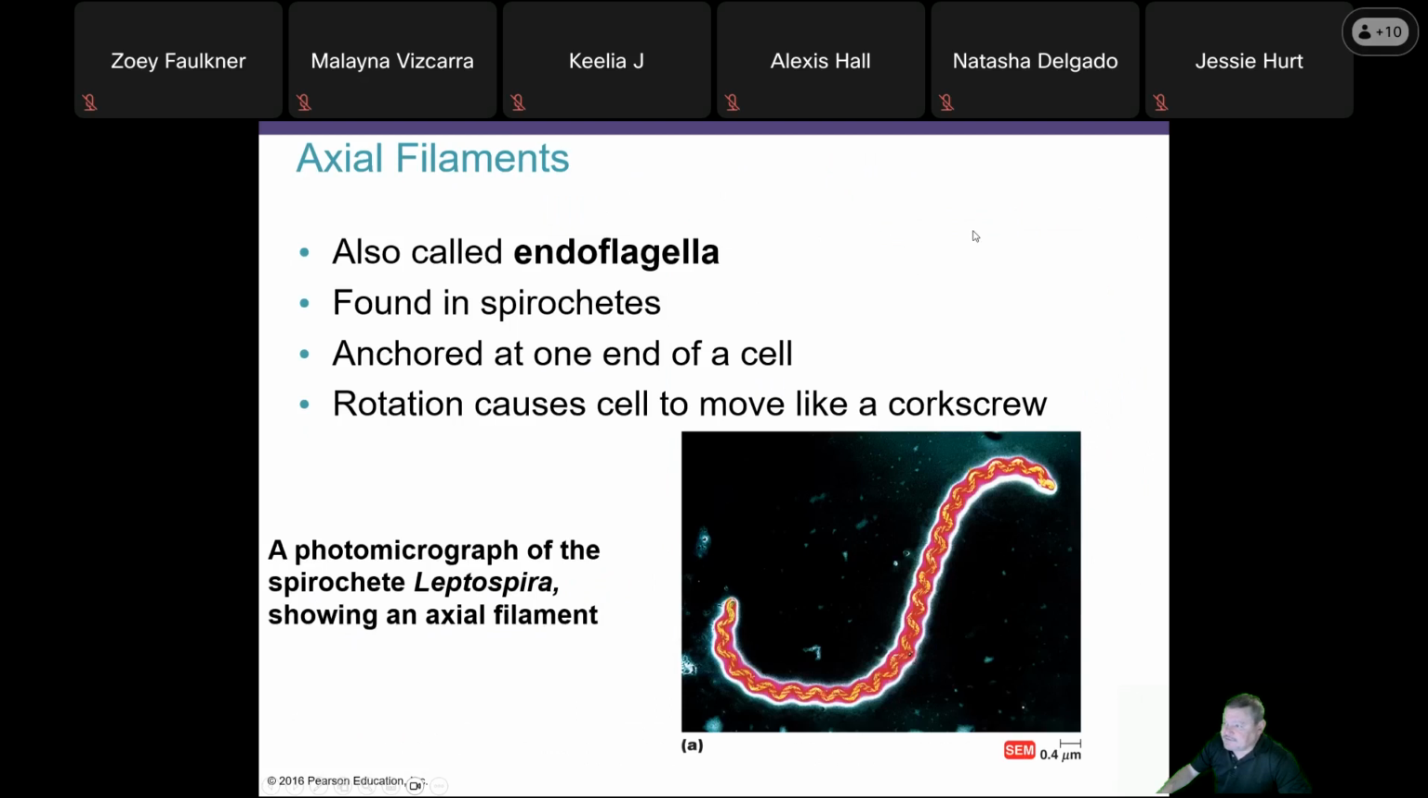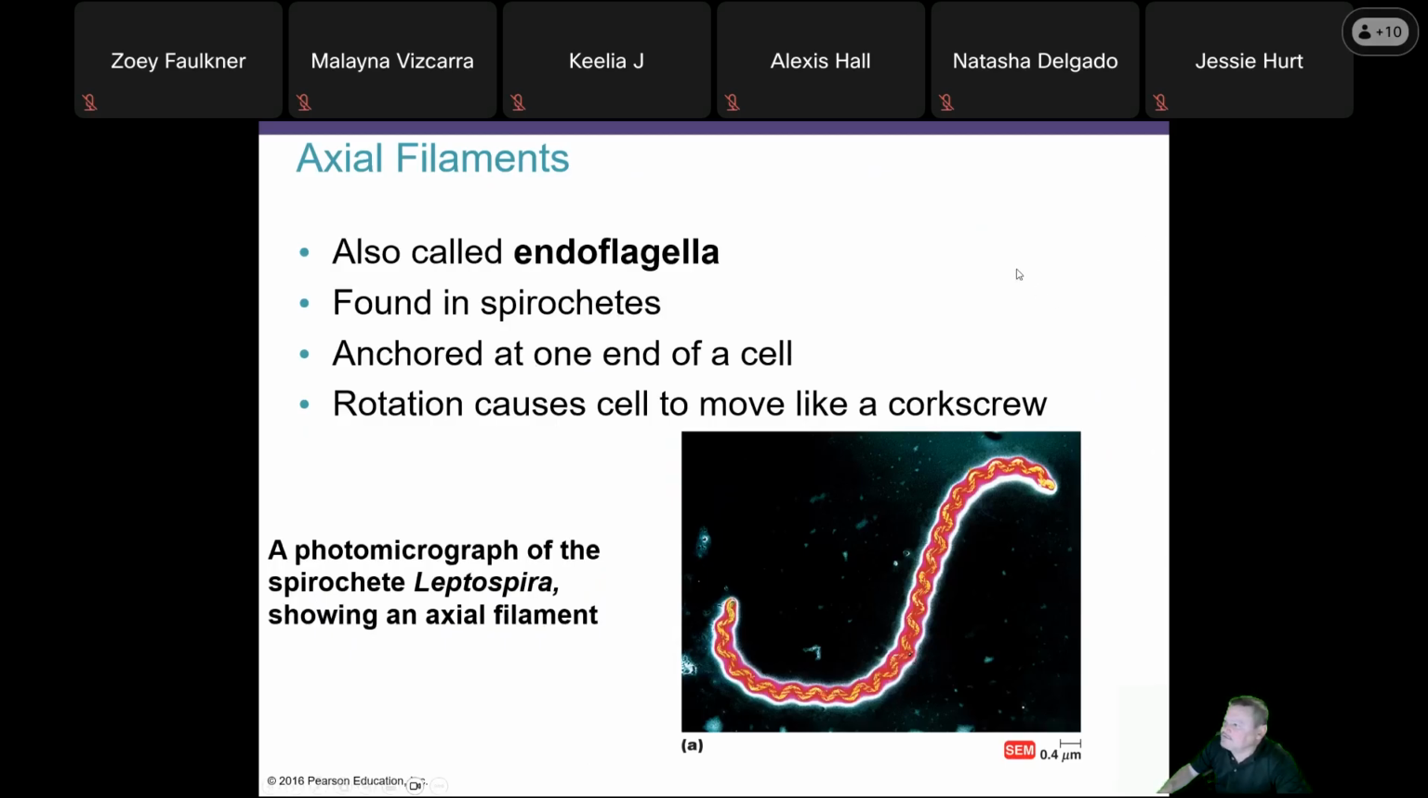Now, endoflagella are found in spirochetes. These are those spiral bacteria, and I'm going to show you some of these moving here in a second. They're anchored at one end of the cell, and then the rotation causes the cell to move like a corkscrew. So it's a jittery type move, where it's kind of a real quick little burst, right?